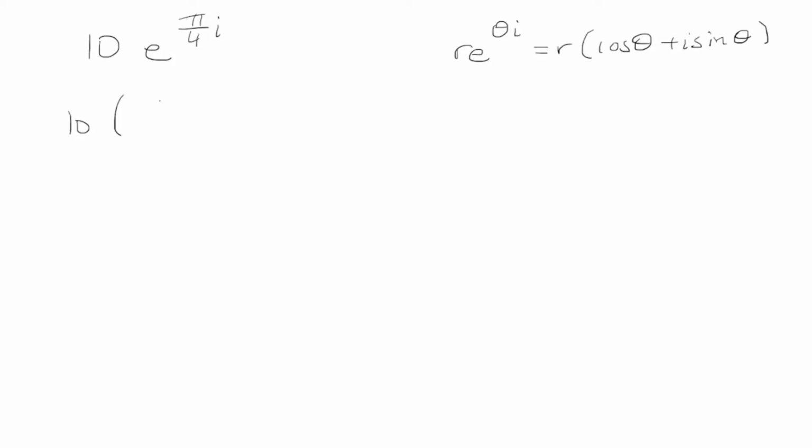Convert the following complex numbers from polar form to rectangular form. The first one we have is 10e to the pi over 4 i. In general, we have the form r times e to the theta i, and this is r times cosine theta plus i sine theta. So we want to use this formula to simplify this. So r is 10, theta is going to be pi over 4.